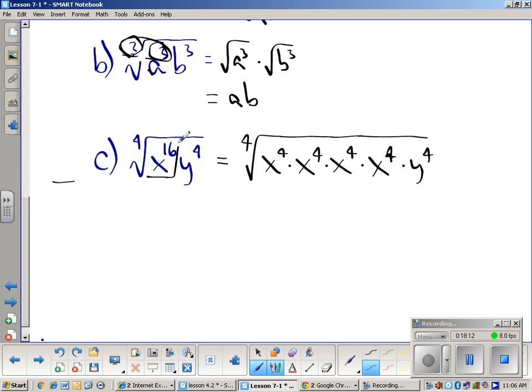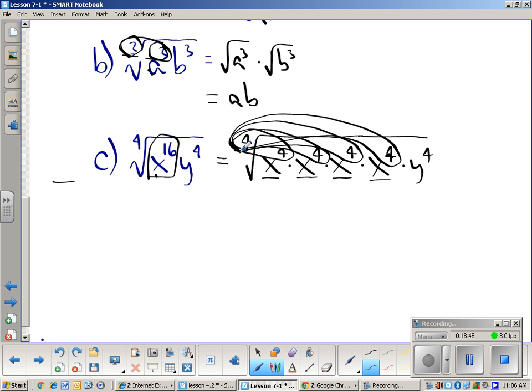Now, do I still have 16 factors of x there? Yes. Isn't that what I started with? X to the 16th means x times itself 16 times. Right, Liberty? And so x to the 4th, x to the 4th, x to the 4th, x to the 4th still gives me x 16 times, doesn't it? But by writing it this way, I can realize that, hey, these all match up. You agree? And even the y to the 4th matches up.